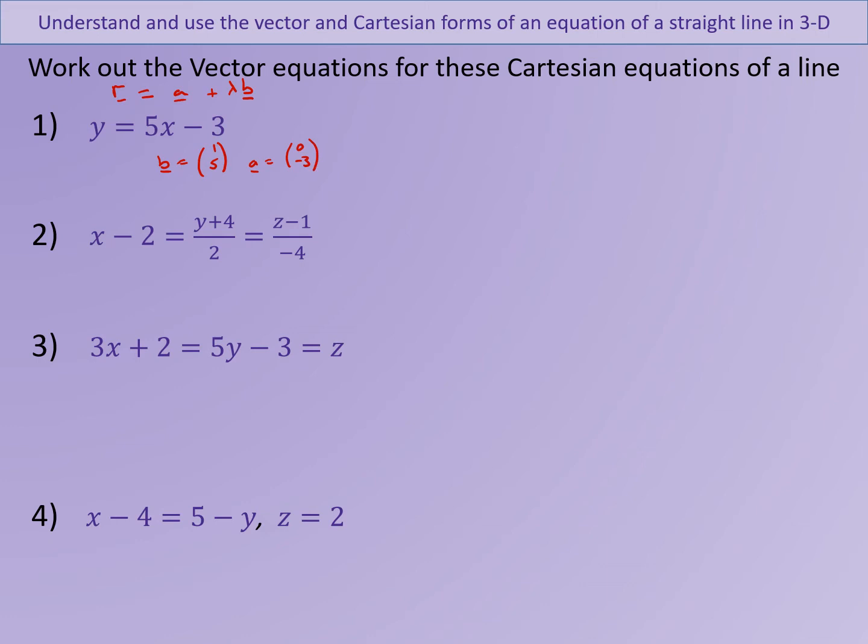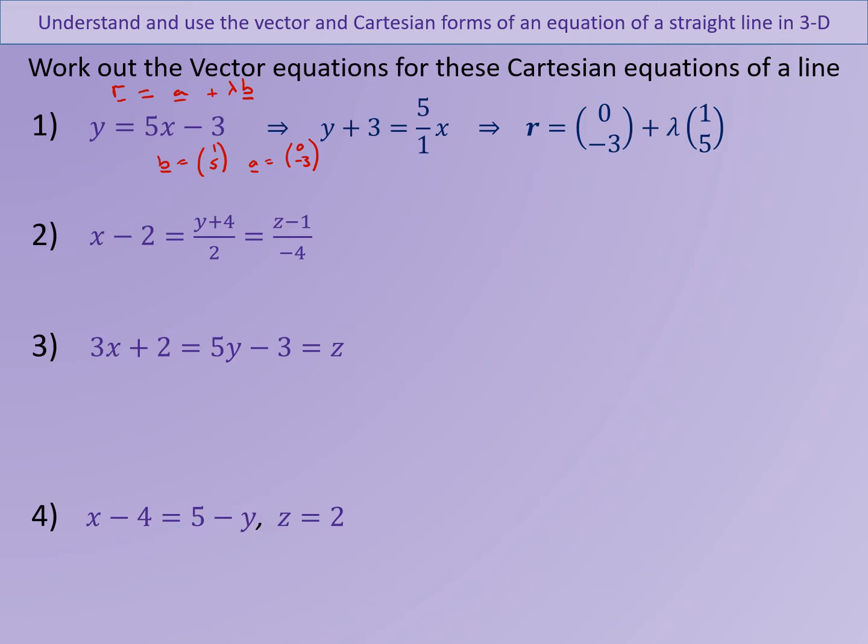We could alternatively rearrange the equation into this form and then use the general form from the previous slide. But if we use the values of a and b that we've just found, we would also get the same answer, r equals 0, minus 3 plus lambda 1, 5.